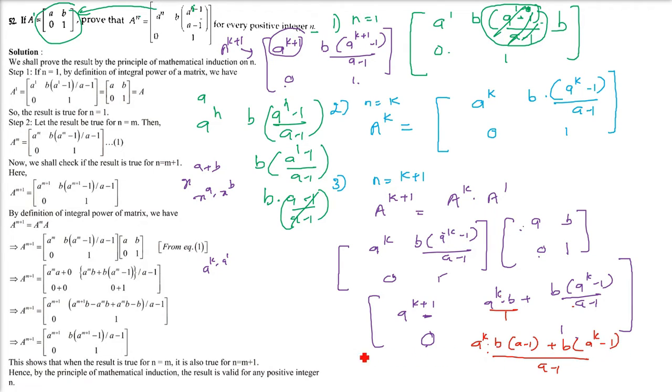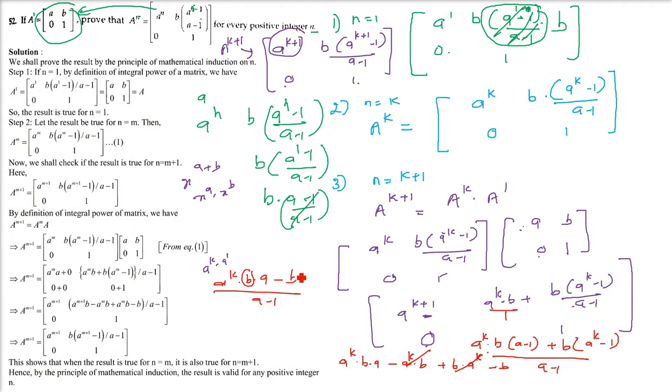So this will be, see, I am writing it here, a raised k b into a minus a raised k dot b plus b a raised k minus b, divided by a minus 1. So b a to the power k and a raised k dot b, this gets cancelled. So this is a raised k b a minus b divided by a minus 1.